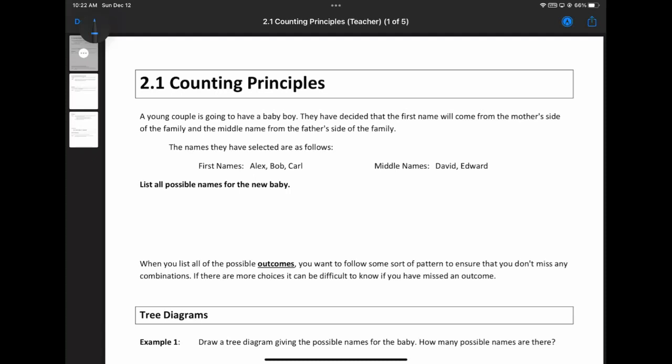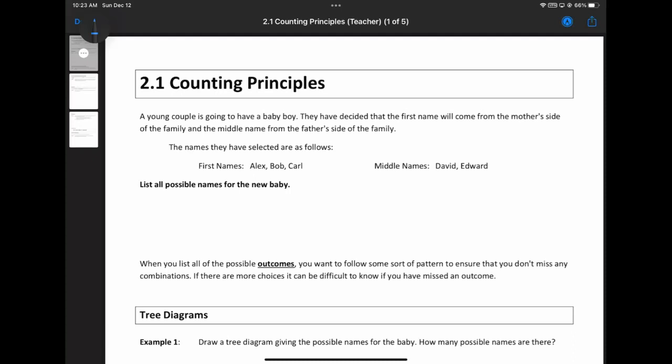And if you're keen, you might notice that the first letters of those names may have some significance to why I chose them, but those are the ones that we're going to use anyway. So now we want to list all the possible names for the new baby. And we can try to do this in a systematic way. How we do that exactly is not important, as long as we follow some kind of systematic process so we don't miss any. I don't want to just start by saying, well, there could be Carl Edward or Bob David or Carl David or Alex Edward, in a random order. I want to approach it systematically.